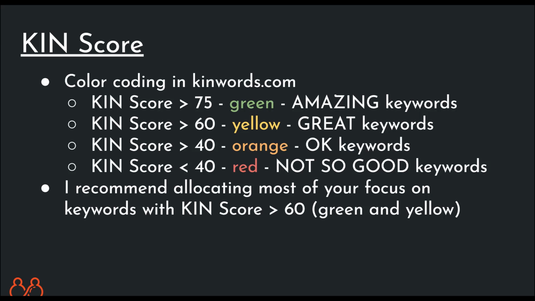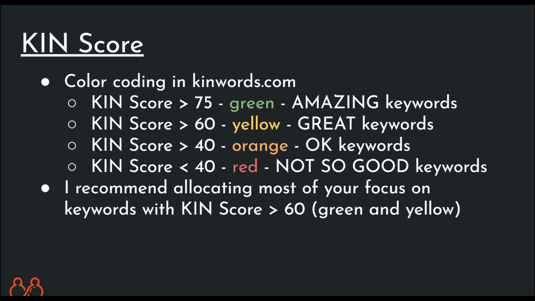Kin score higher than 40, that's orange. Those are okay keywords based on what your purpose is, whether you have a really big list of keywords you want to include in a PPC campaign, you might want to include orange ones. If it's a ranking campaign and you're on a tight budget, you might want to ignore the orange ones. And finally, the red ones, those are the not so good keywords, and you should usually ignore them. That's a kin score under 40.